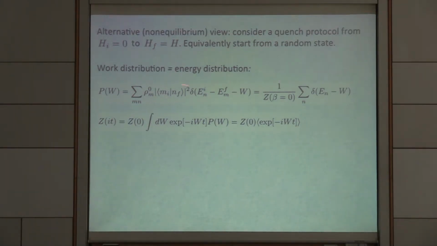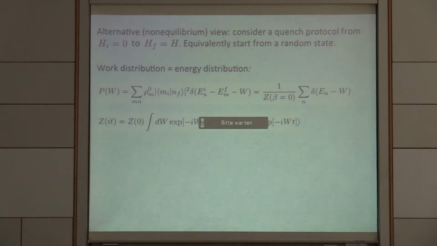Now I can sum over m. This is identity, right? It's the completeness relation. So I can remove, oh, I think I messed up I and f, so this should be final. This is initial. Anyway, initial is 0, so I'm dropping the index final. So I get what I want. I get my probability of work, which is the same as probability of energy.